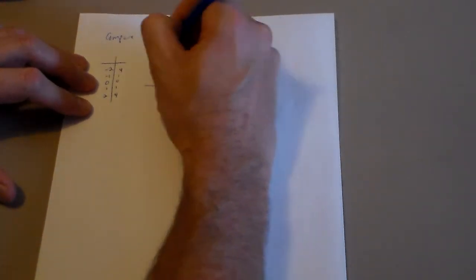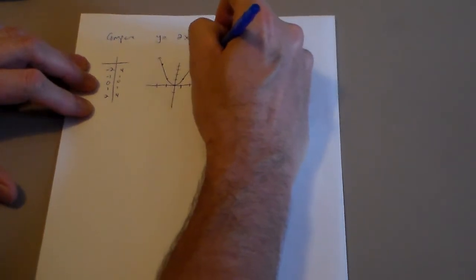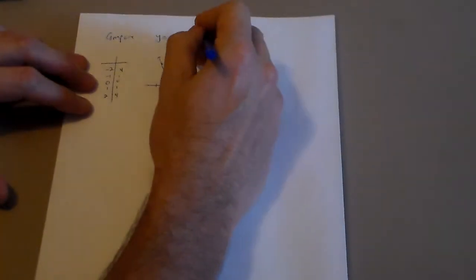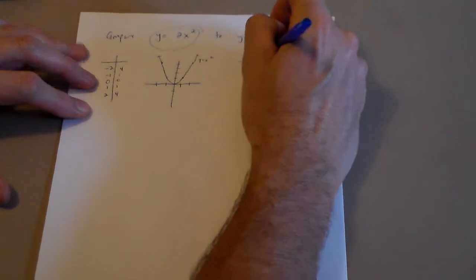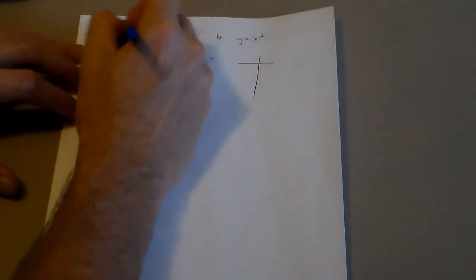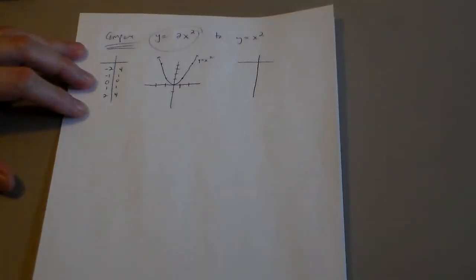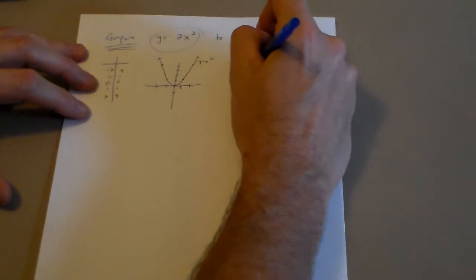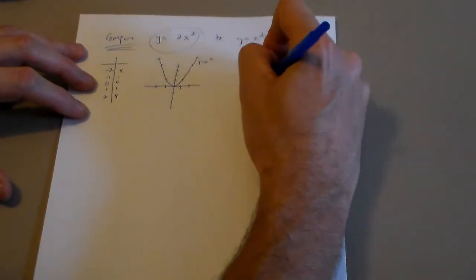All right, so there's my graph, y equals x squared. Now, they want me to graph y equals 2x squared. Okay, well, I gotta make a new xy chart for that. And then they want me to compare, okay. We'll talk about comparing in a little bit. We're gonna plug in the same points so we can get a good comparison.